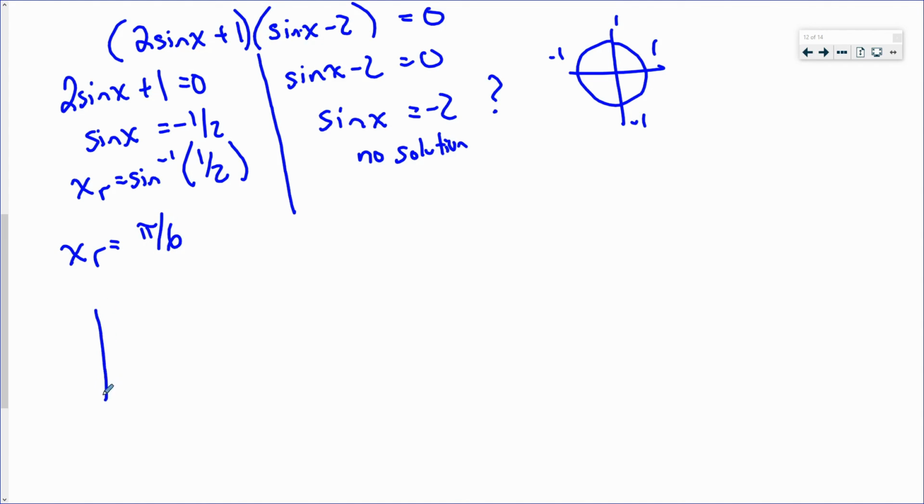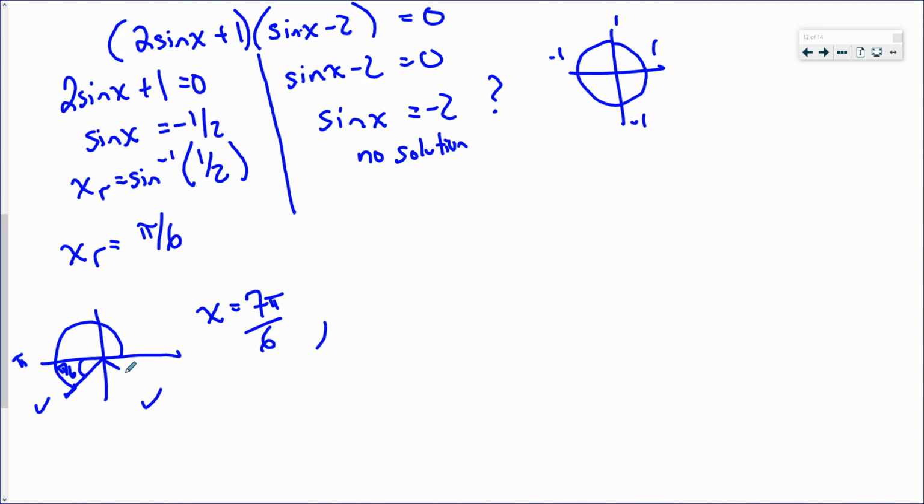Okay, now that's just your reference angle. You're looking for where is sine negative, so quadrant 3 and quadrant 4. So again, if you like doing the sketch like me, there's pi/6. You're rotating around like that. That's pi. Pi plus pi/6. That gives me 7 pi/6.